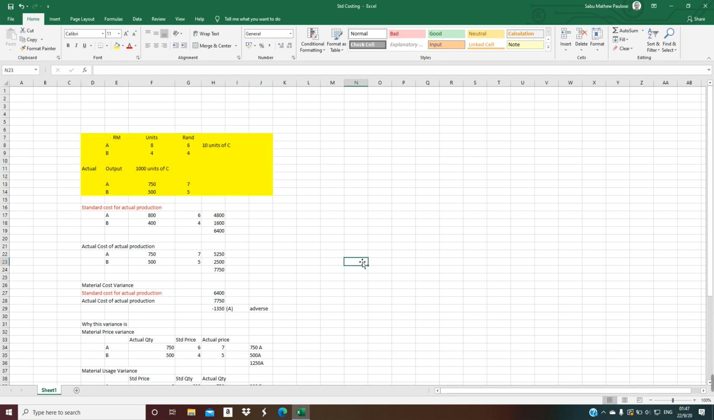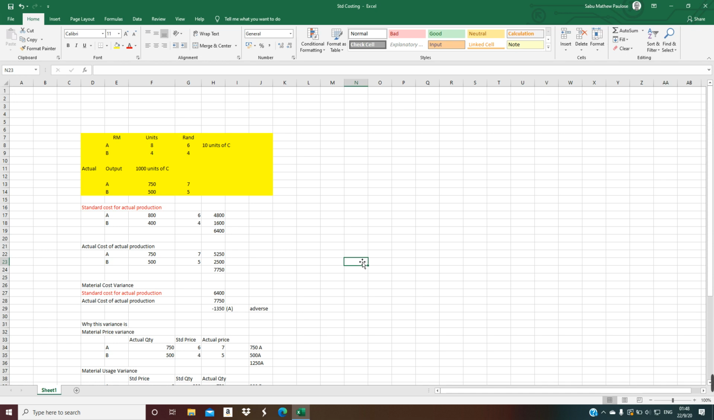For all problems, data will be given like this. There will be a standard and there will be an actual. And whenever a problem comes like this, the first step is to find out the standard cost for actual production. That is the first step in all standard costing problems.